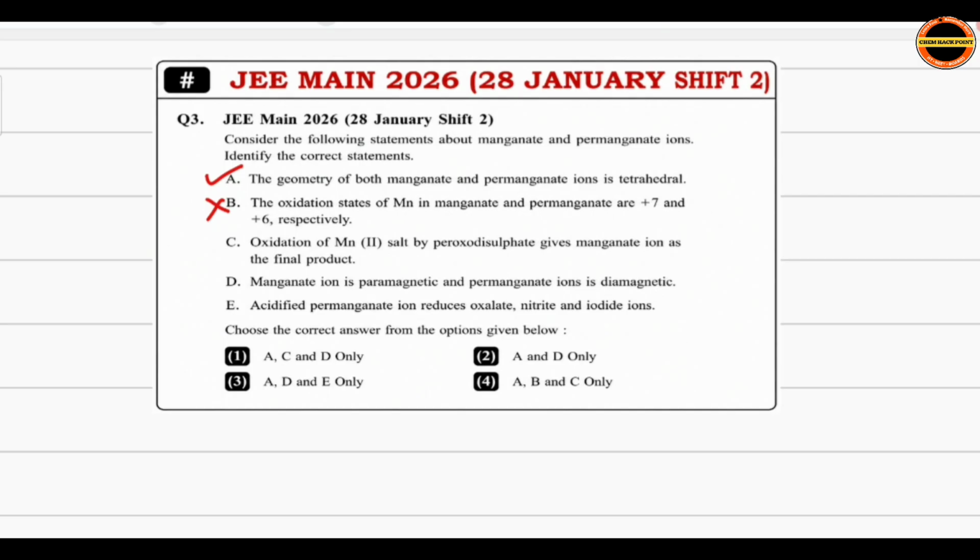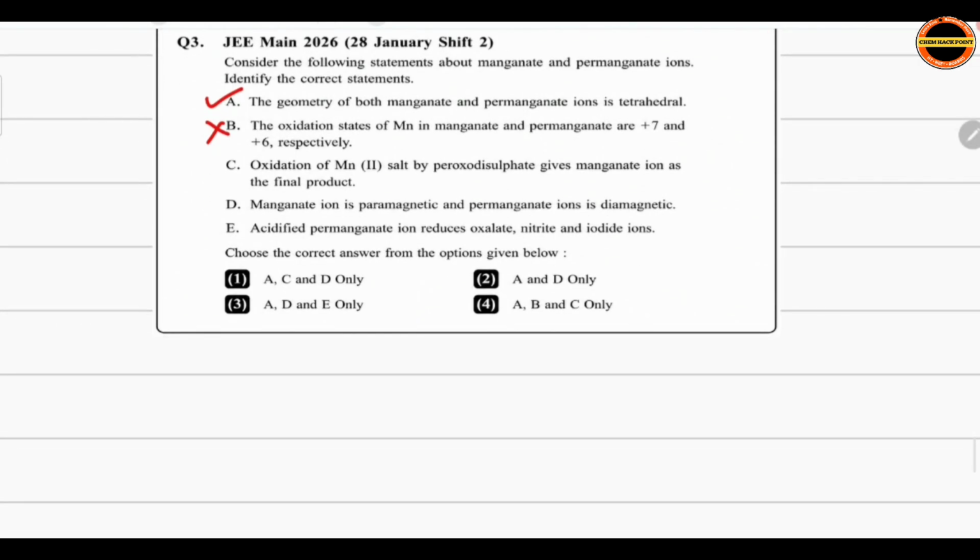Oxidation of Mn2+ by peroxodisulfate. See the third statement here now. Mn2+ with peroxodisulfate, or Marshall's acid, H2S2O8, gives permanganate ion. It gives permanganate ion, but they mentioned it here as manganate ion. Here you will get permanganate ion, not manganate ion. Okay, hence the statement is false here.